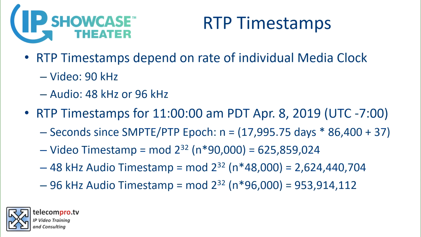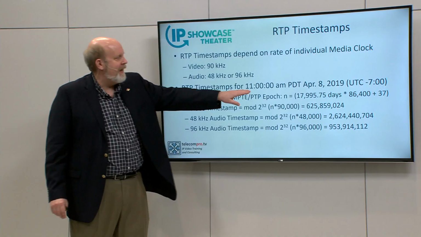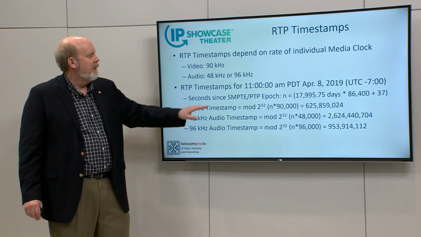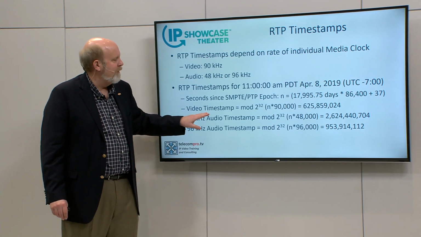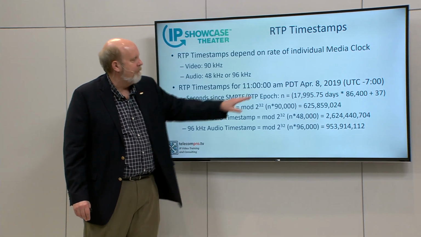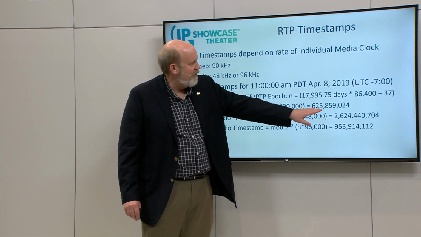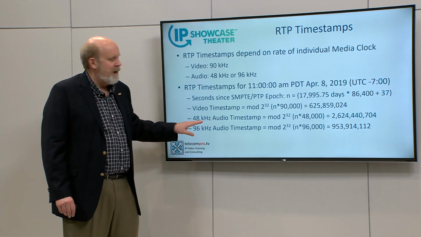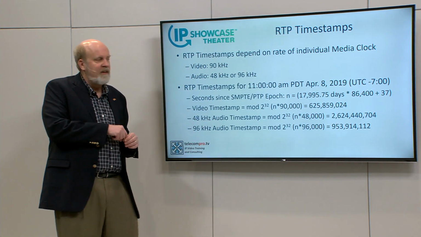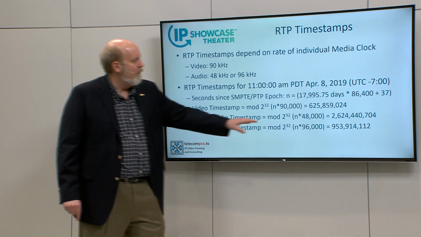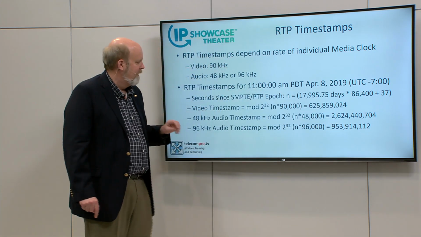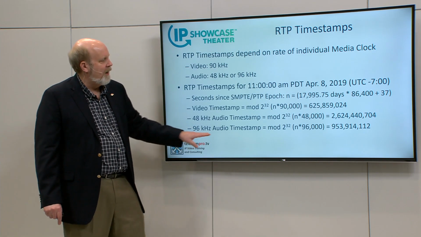So, yesterday morning at 11 a.m. Pacific Daylight Time, if I was doing video at exactly that time, my RTP timestamp would have been 625,859,024. If I was taking an audio sample at exactly the same time, it would have been 2,624,000,000, and you can see the rest. If I was running 96 kilohertz audio, it would be 953 million.